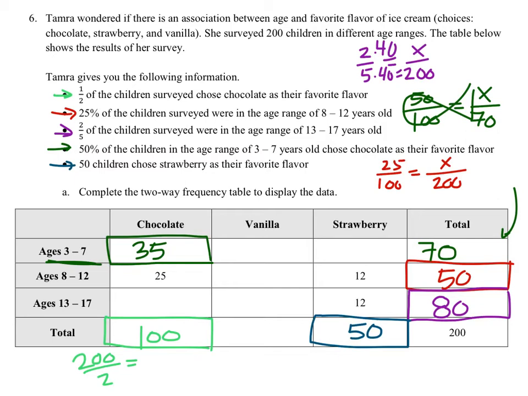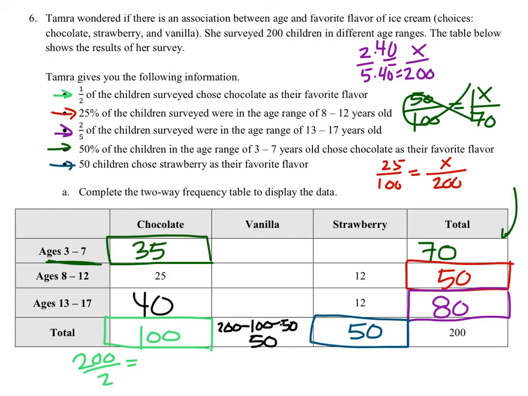So like this one right here, we got 200 minus 100 minus the 50, which is 50. So 50 of the children chose vanilla as their flavor of ice cream of choice. And then this one right here, I'm looking at chocolate for 13 to 17s. 100 minus 25 minus 35, 60, so 40. Bam.